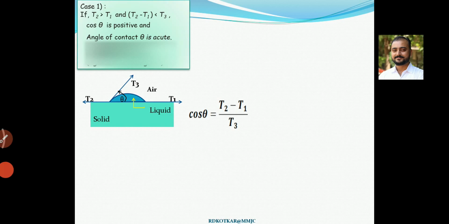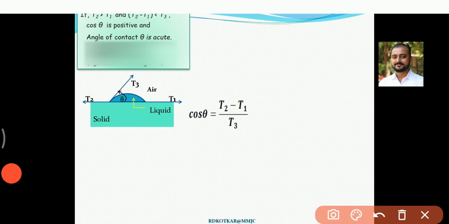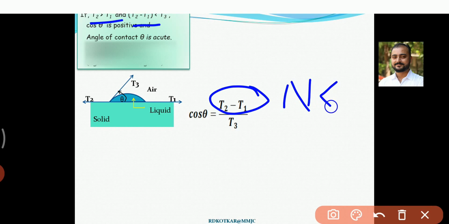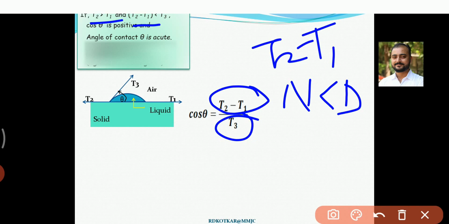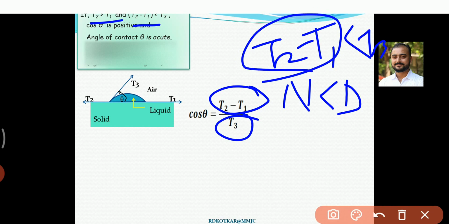T2 should be greater than T1. So in that case, T2 minus T1 is positive and less than T3. We consider two conditions here: one is T2 is greater than T1, and the other is T2 minus T1 should be less than T3. In short, the numerator is less as compared to the denominator. This is your T2 minus T1 and this is your T3. So T3 should be greater and this subtraction should be less.